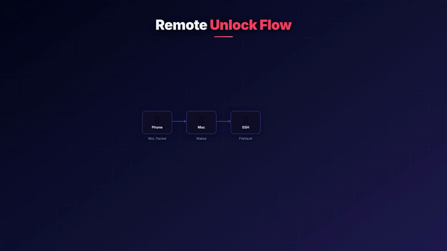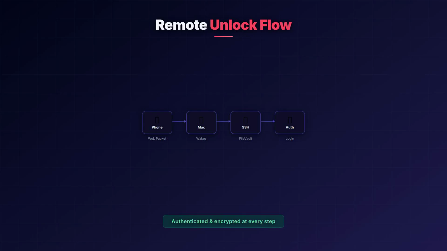The full remote unlock flow works like this. Your phone sends a Wake on LAN packet to your Mac. It waits for the Mac to boot. If FileVault is enabled, it connects via SSH and submits credentials. If the Mac has already booted past FileVault, but is at the login screen, it uses the bootstrap control protocol to submit credentials to a daemon. The whole chain is authenticated and encrypted at every step.